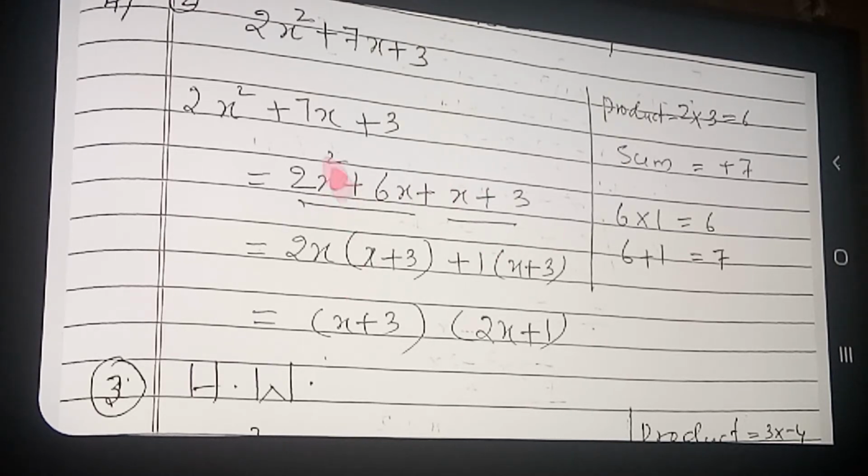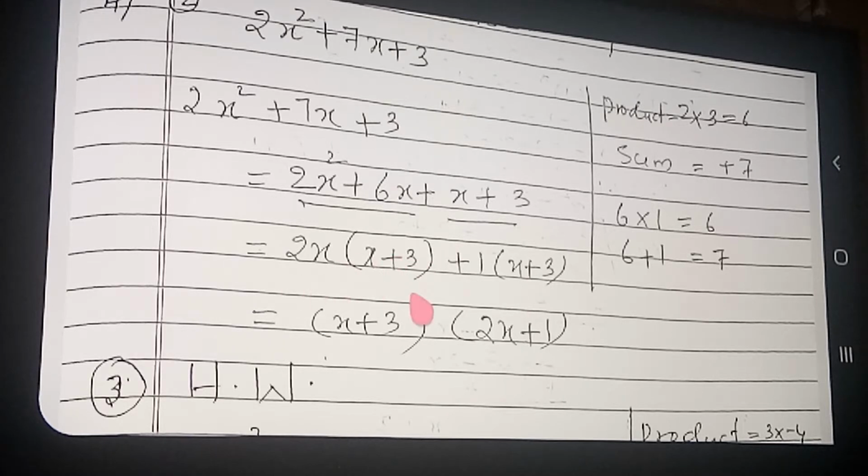Here, maximum common take outside, it is coming 2x. So then what is remaining here? x, and here plus sign, here 3. And here nothing is common, no. But the same factor you want to get here also. So nothing common means what you can write is 1. So 1 I have written here, x plus 3.